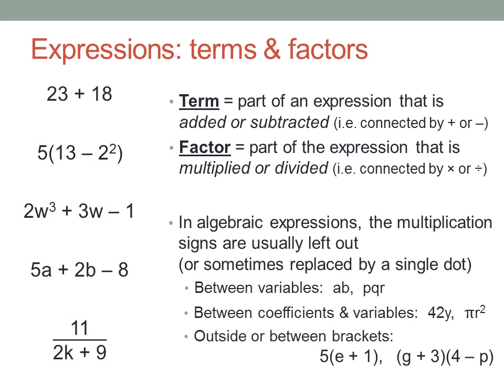In algebra, we often leave out the actual multiplication sign, or sometimes we use just a single central dot. For example, between variables, we just write the letters next to each other. That means A times B, P times Q times R. Between a coefficient and its variable, 42 times Y, pi times R squared. And outside or between brackets, 5 times E plus 1, G plus 3 times 4 minus P.